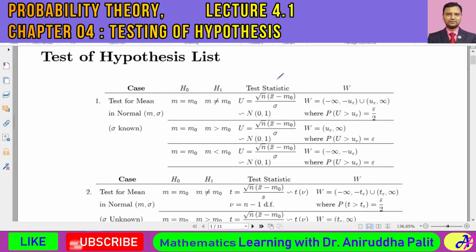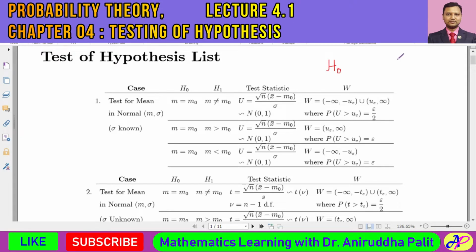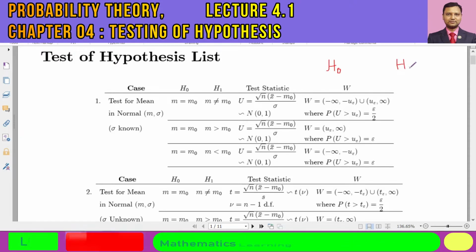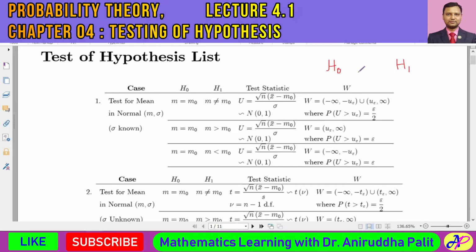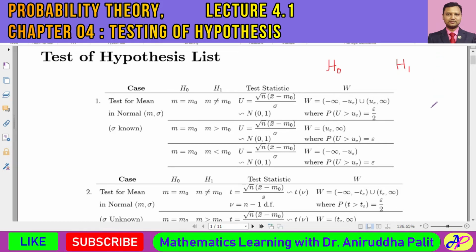So in the last class we discussed that the null hypothesis is generally written in this type of notation, H0, and alternative hypothesis is written as H1. In the test of hypothesis, this null hypothesis is always tested against alternative hypothesis, and depending upon this alternative hypothesis, we actually construct the critical region.